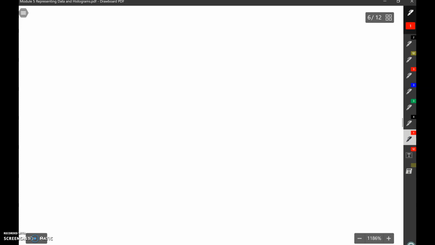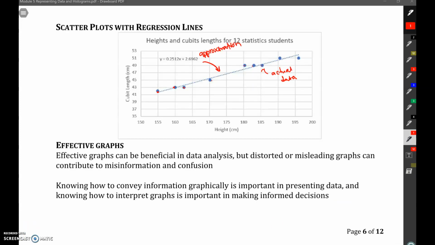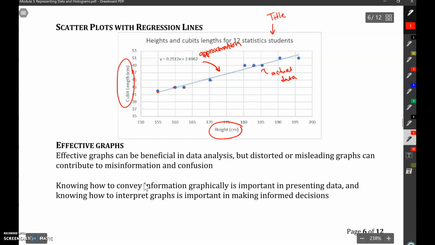Okay, with a scatter plot, we're always going to see that title, that descriptive title appearing. Both our X and our Y-axis are going to be labeled with units because both of our variables we'd be investigating are going to be quantitative measured values. And again, what it lets us see is a relationship, if there exists, between two quantitative variables.